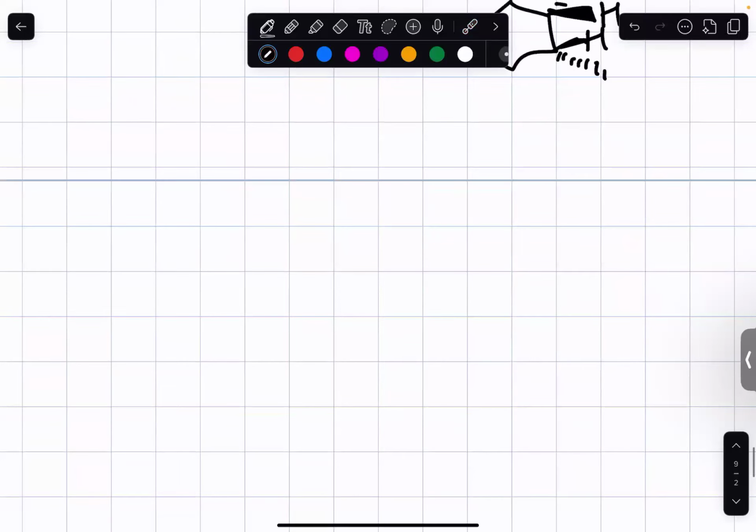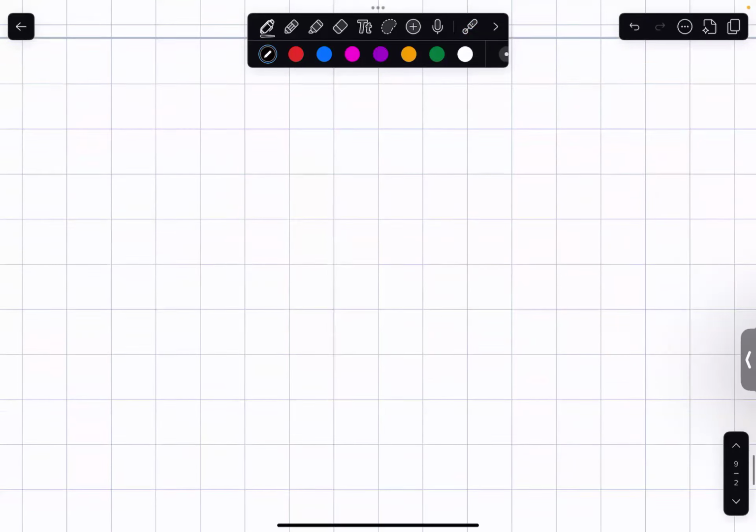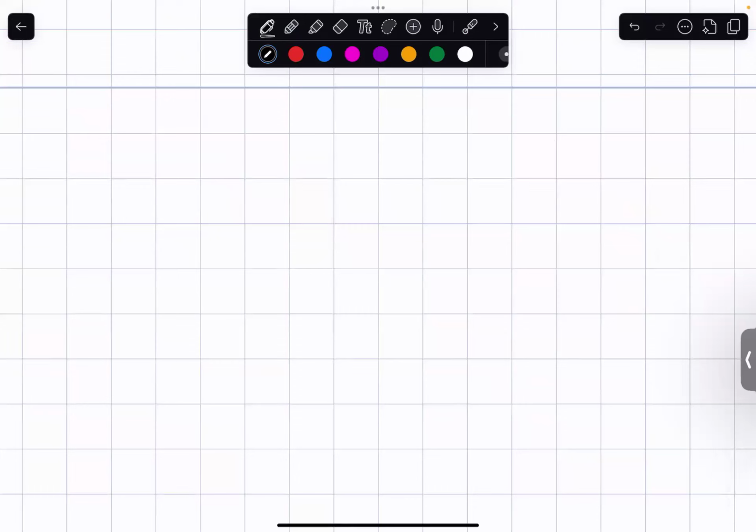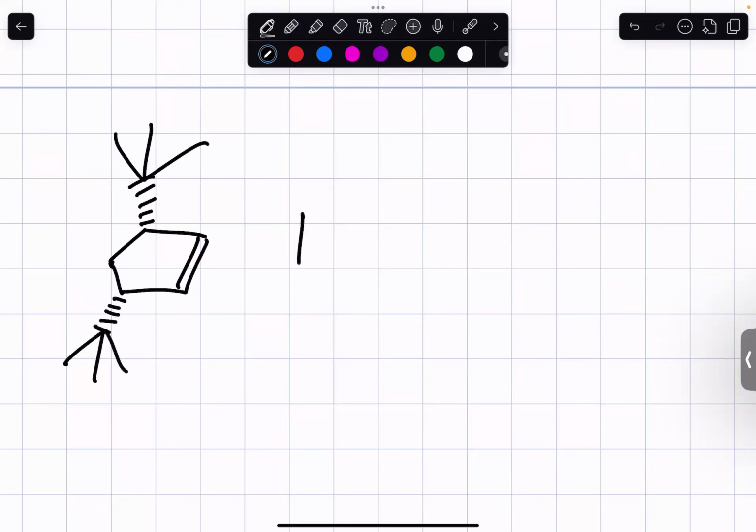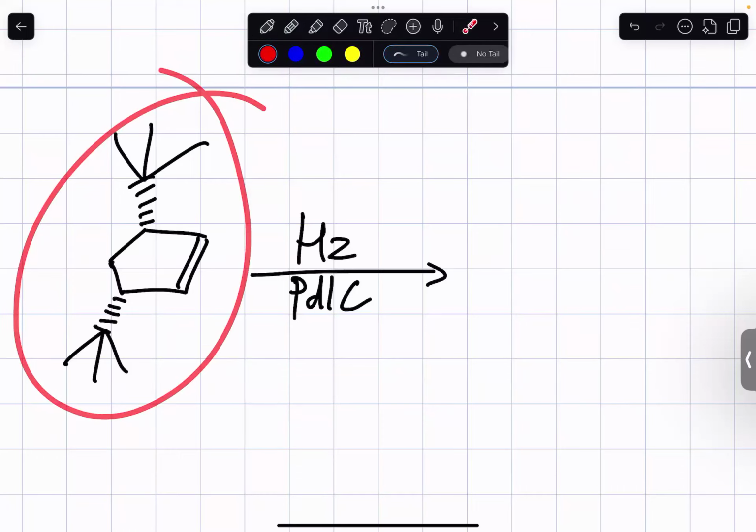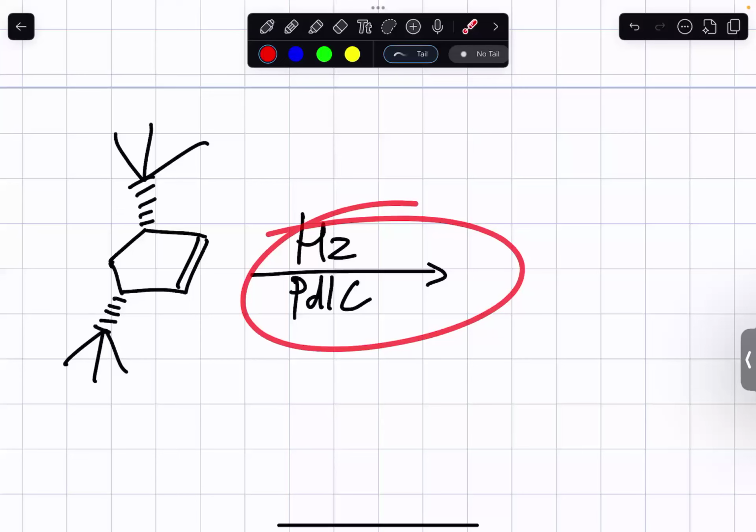Now, here's a tricky question. There is a major and minor product for some examples. Let's say I give you something like this. What do you predict the major product would look like if you're given this alkene with this reagent here?